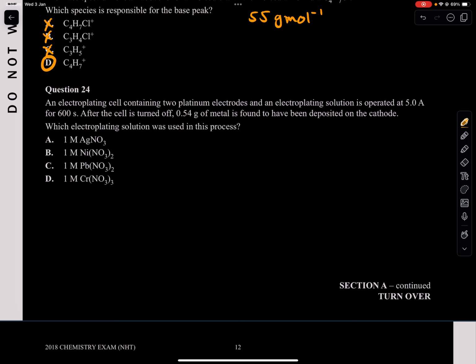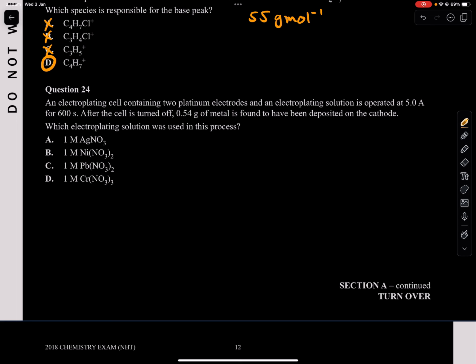Question 24. An electroplating cell contains 2 platinum electrodes and an electroplating solution operating at 5 amps for 600 seconds. After the cell is turned off, 0.54 grams of metal is found to have been deposited on the cathode. Which electroplating solution was used in this process?